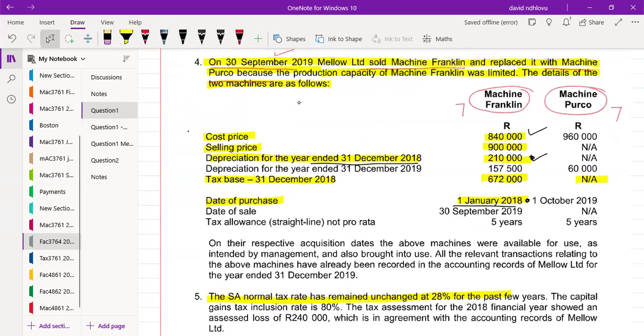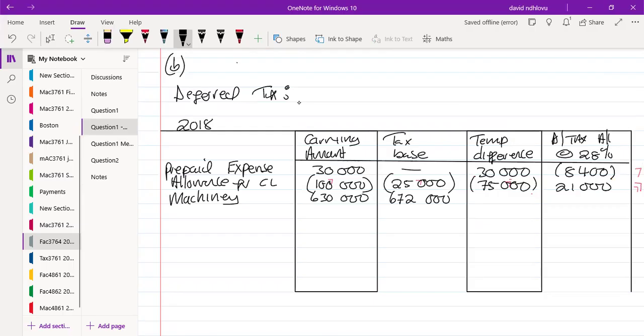Right, let's verify that the asset was acquired for 840. The depreciation was 210, which is 840 minus 210. So we then have 630. This is the value that we have in terms of carrying amount. So 630,000 minus 672,000, which was given already, we have a difference of 42. Mathematically, this is a negative amount. Smaller amount minus a big amount gives you a negative. Times 28%, we are going to have 11,760, and this is going to be a deferred tax asset.